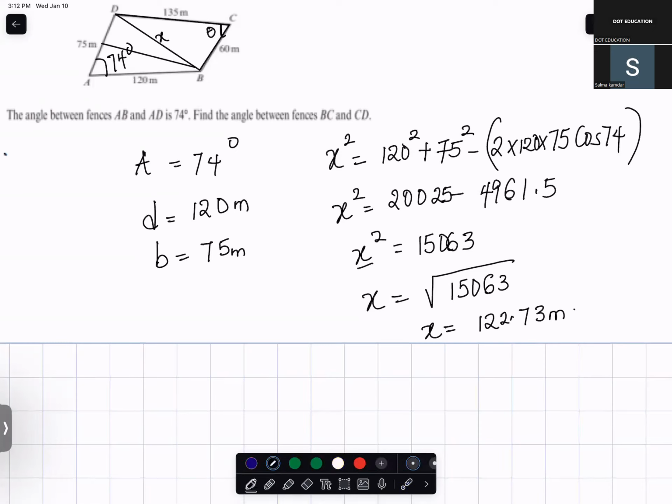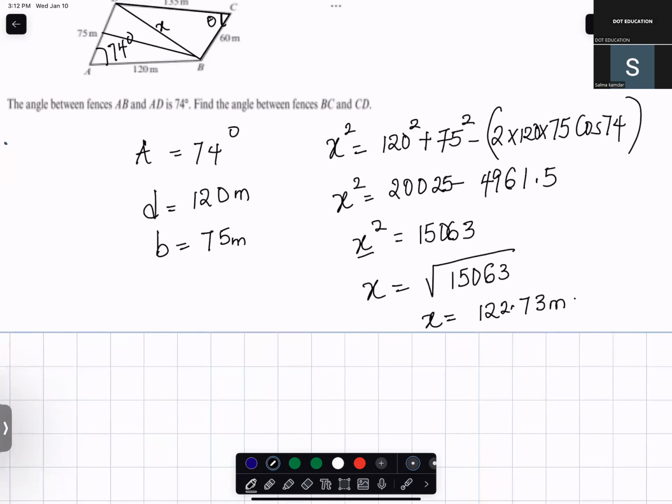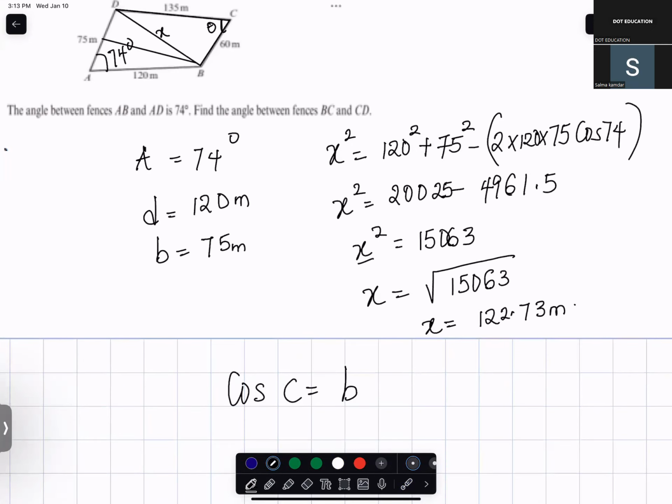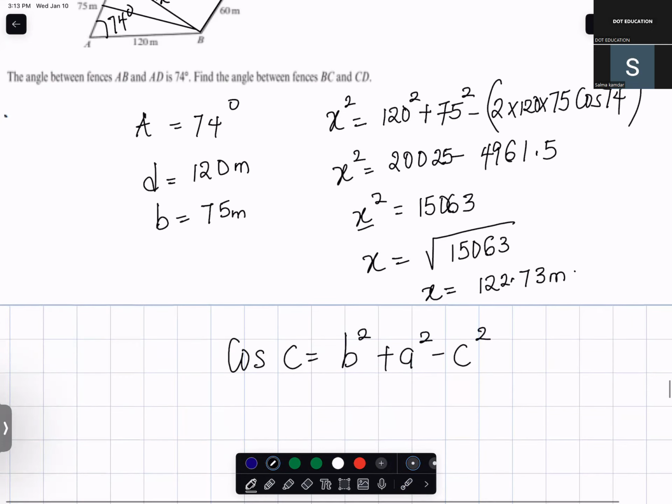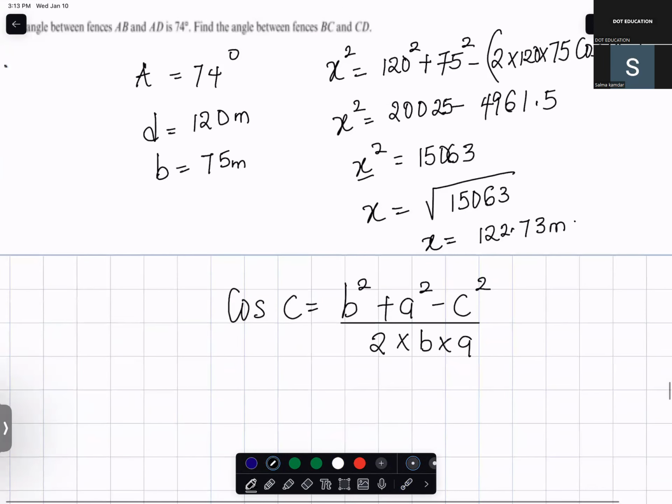I told you earlier, if you're using the cosine formula to find any angle, so we are looking for cos C, it will be A squared, or B squared, plus A squared minus C squared, divided by 2 times B times A. So I'll have cos C equals, what do we have?